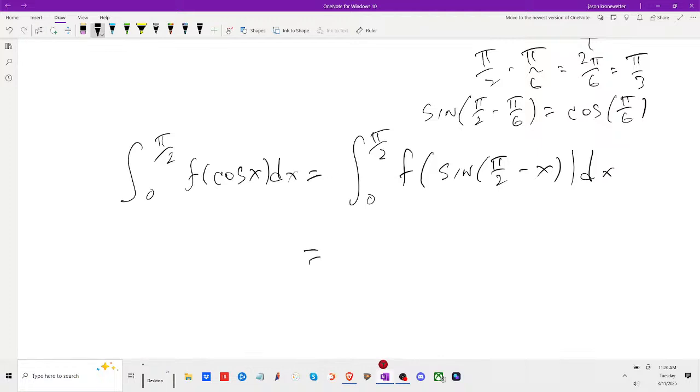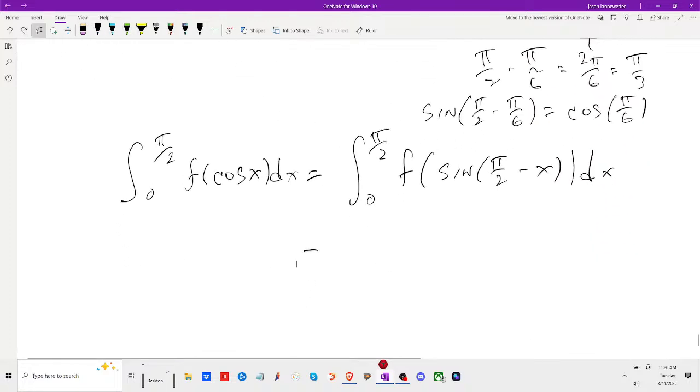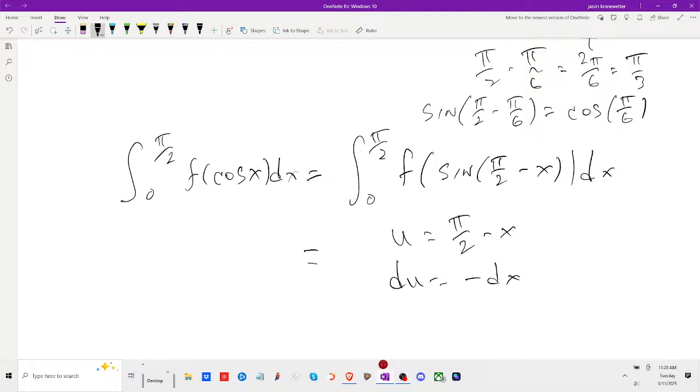Okay, well, now that I have it here, I can do what I've been doing in the other problems: I make the substitution and just hope it turns out the way they say it's going to turn out. So we'll just follow our nose after we make the substitution. u equals pi over 2 minus x. Then du is equal to minus dx. And when x equals 0, u is equal to pi over 2. When x equals pi over 2, u is equal to 0.